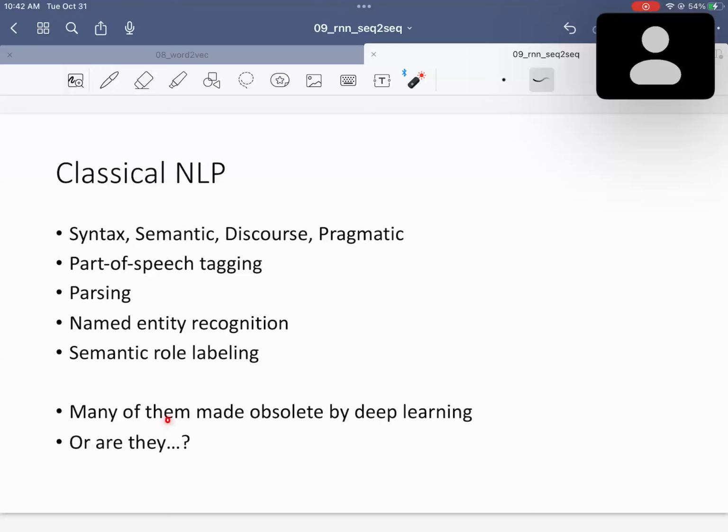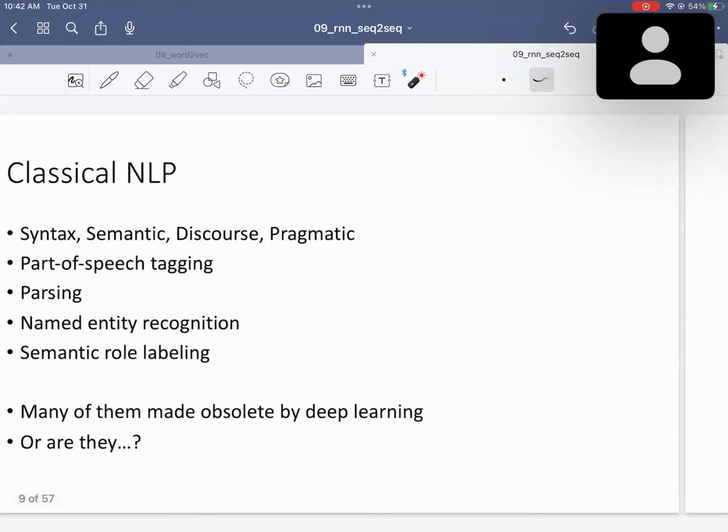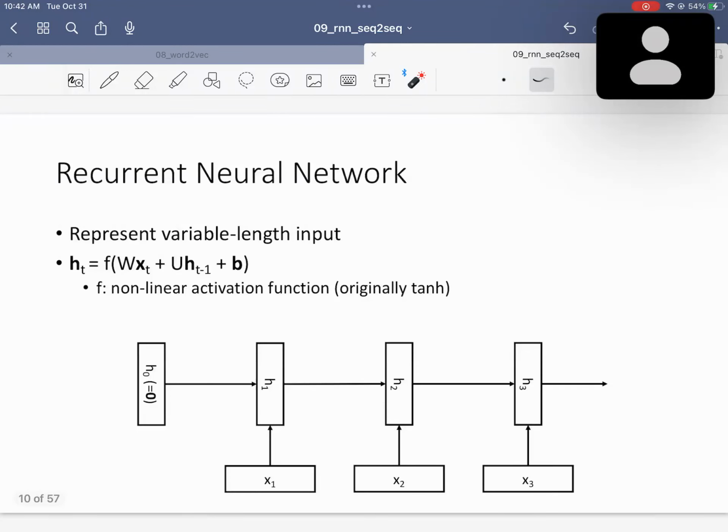So it seems that they're made obsolete, but who knows? Maybe it'll come back sometime later. They all have their uses, especially linguistic uses. All right, so now we go to RNN.